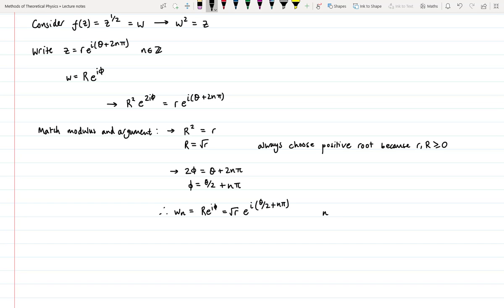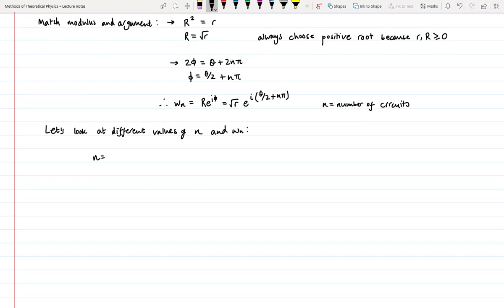I'll note here that n is the number of circuits that the vector z has made in the complex plane. In other words, it describes how many multiples of 2 pi the argument of z has acquired. Let's look at the different values of n and w n.